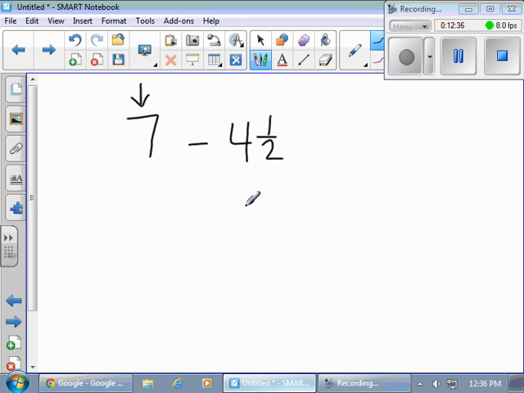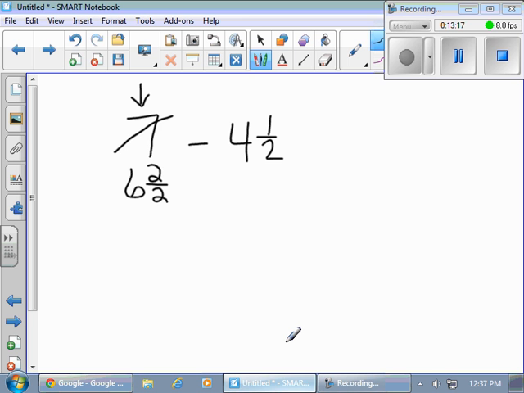Now, I'm going to borrow from the 7. I'm going to borrow 1 whole, so that will make it come down to a what? 6. Now, how can I rewrite 1 whole as a fraction using this bottom denominator over here? You're thinking something. What are you thinking? I'm going to make 1 whole. What number looks like a whole? 2 over 2.